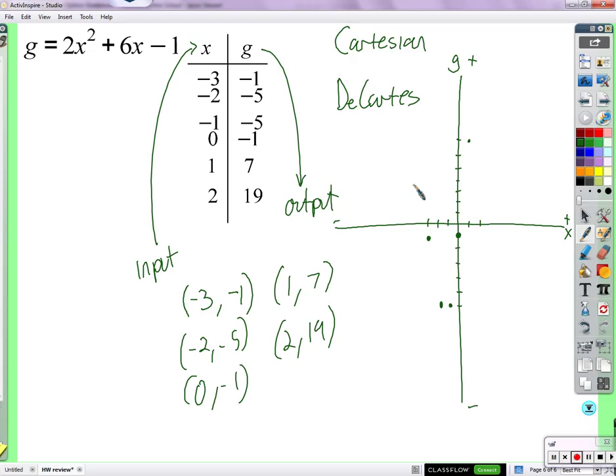Okay. Oh, yeah. Oh, the points are in the wrong place. Thank you. There we go. So Josie thinks that bigger negative numbers, or numbers that go more and more negative, are going to give us g values that are more and more negative.